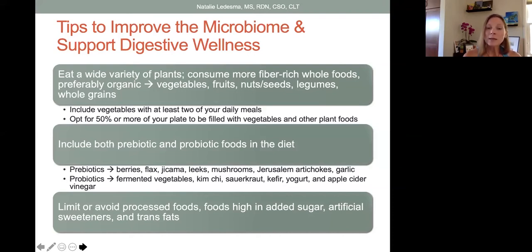We want to make sure we're limiting or avoiding processed foods, foods that are high in added sugar, and artificial sweeteners. There are studies showing Splenda alters the microbiome, not in a positive way, but a negative way. Let me repeat that. Splenda alters the microbiome. So I'm not saying that I'm worried that Splenda is going to cause cancer necessarily. We don't have enough research to state that. But I do think that we see that Splenda is going to negatively affect your microbiome. And as you know now, the microbiome is paramount to your entire health background.